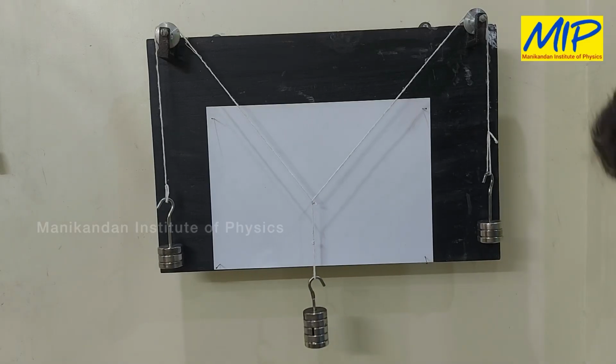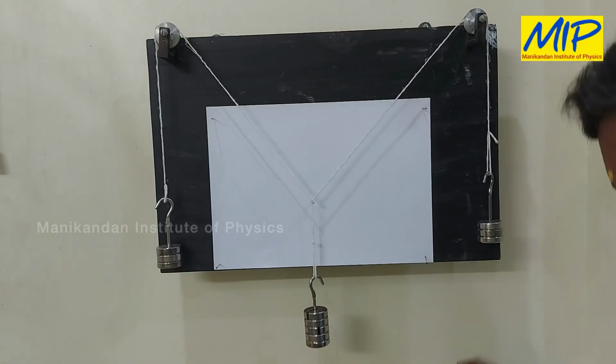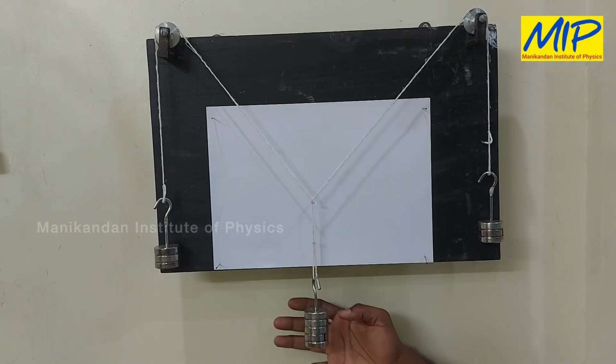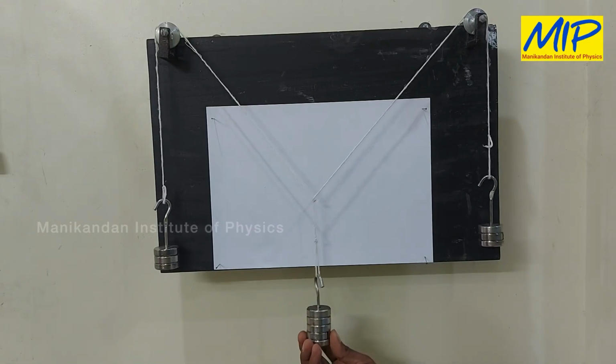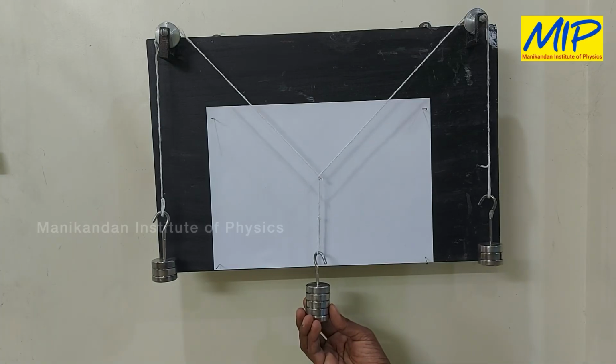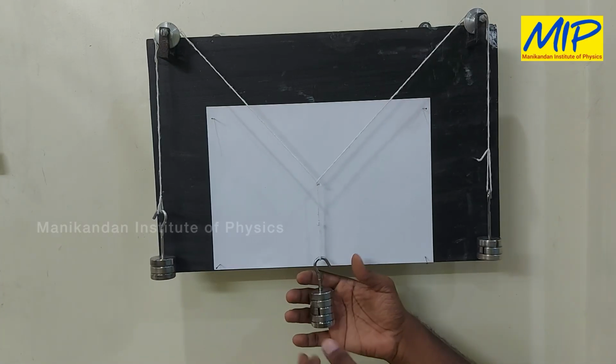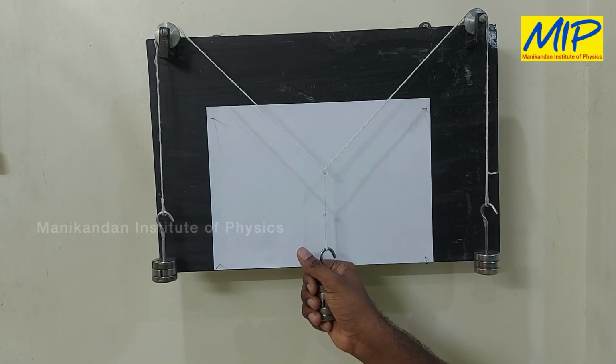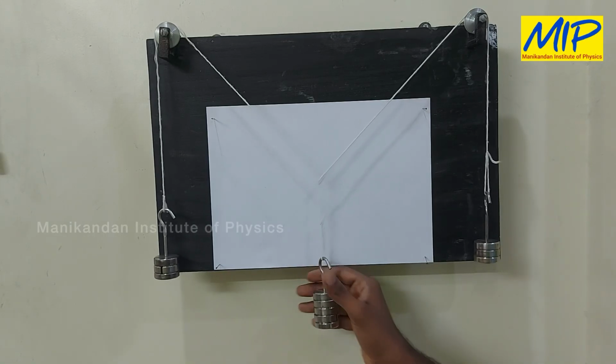Hi students, today I am going to explain how to find the weight of a given body using parallelogram of vectors. So in this case, this is my unknown weight. To determine the unknown weight using parallelogram of vectors, we need this setup.